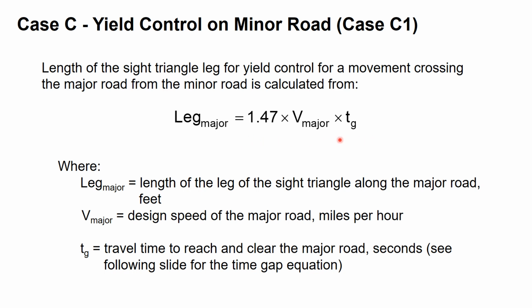Same equation. Again, we're going to carry this equation forward, that the length of the leg of the sight triangle along the major road is 1.47 times the design speed of that major road, miles per hour, times the time gap that we'll look up in our various tables for the appropriate scenarios.